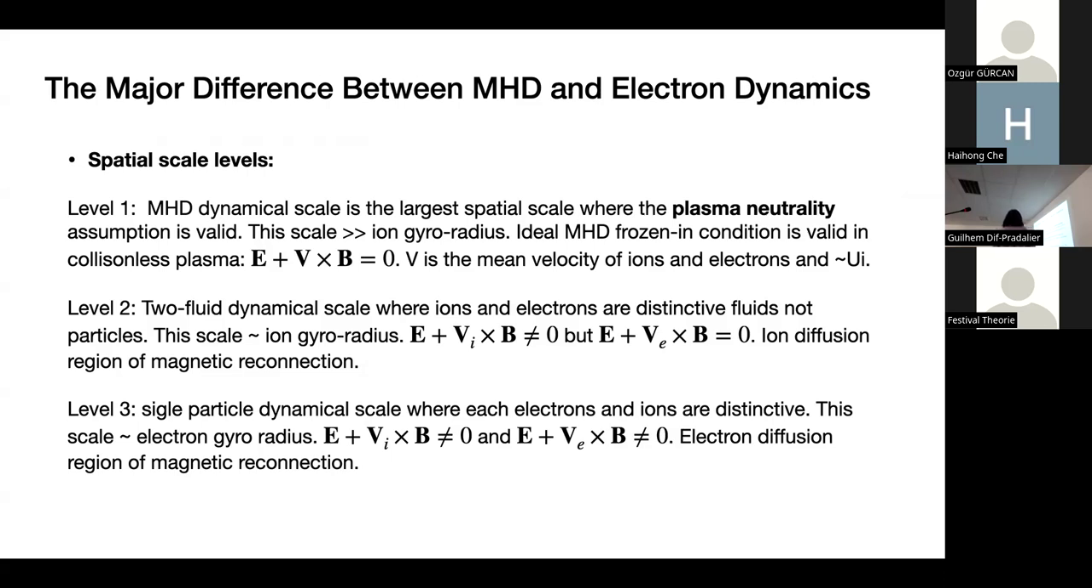And level 3. On this scale, we have to treat ions and electrons as single particles. Usually, we have to use single particle theory or the Vlasov equation in collisionless plasma. This scale is about the electron gyroradius, and both frozen-in conditions have to be broken. This is comparable to the electron diffusion region of magnetic reconnection.